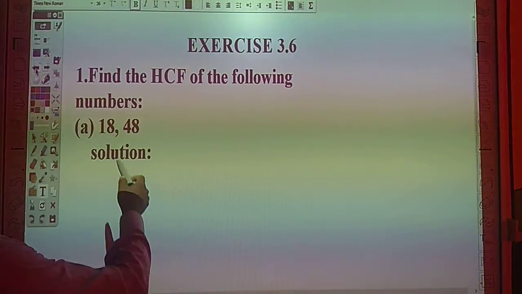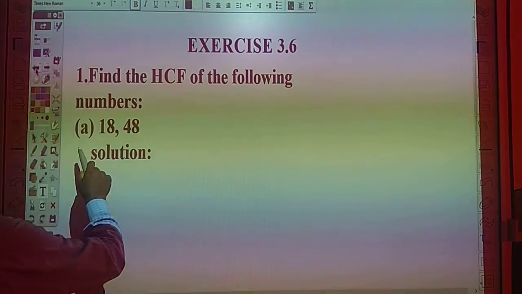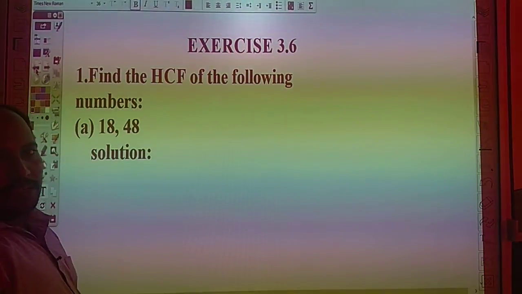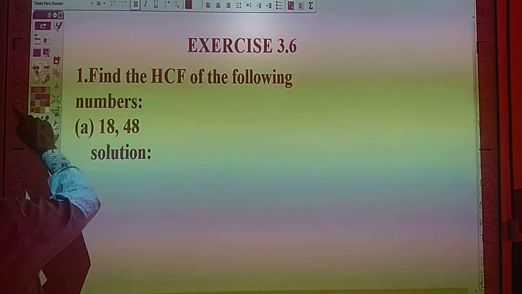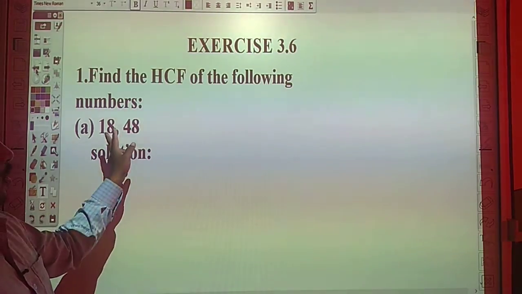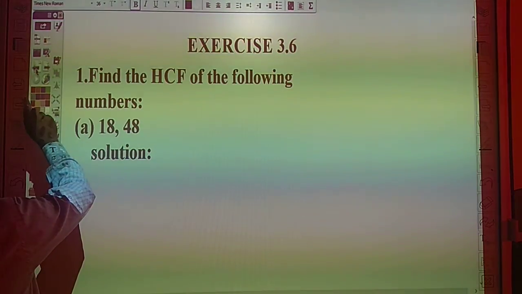Exercise 3.6. First one, find the HCF of the following numbers. Question part A: 18, 48. First, we find the prime factors. We solve by the prime factorization method.